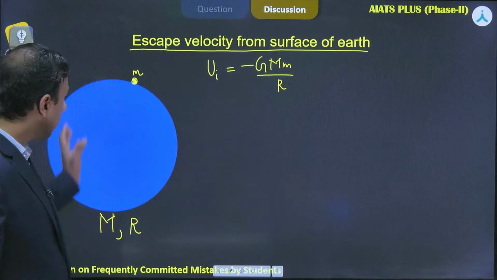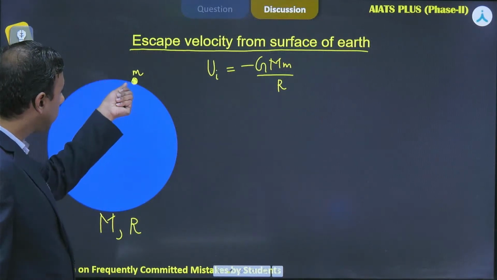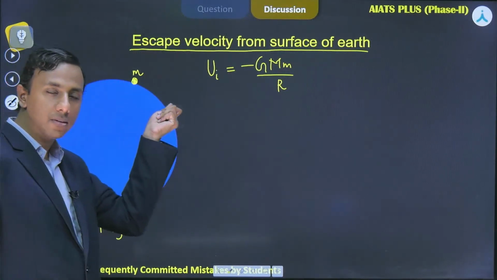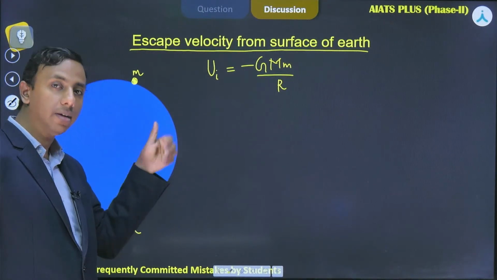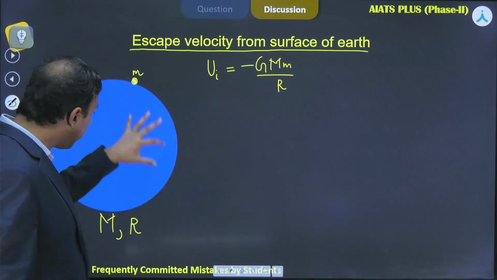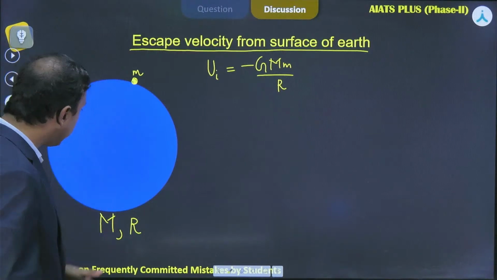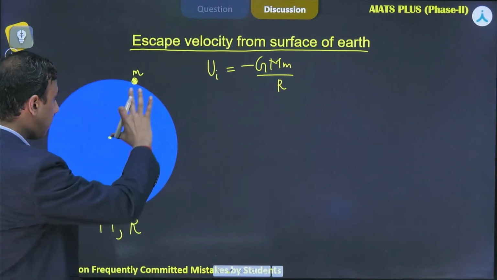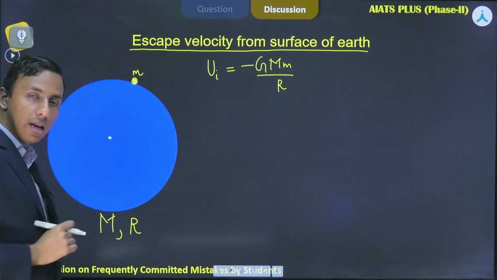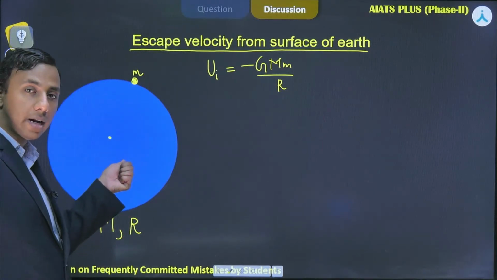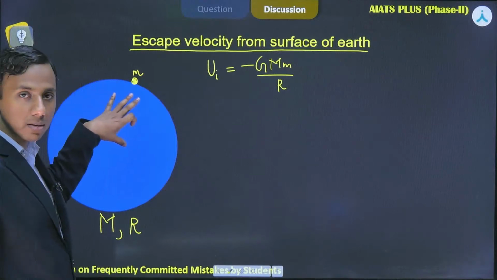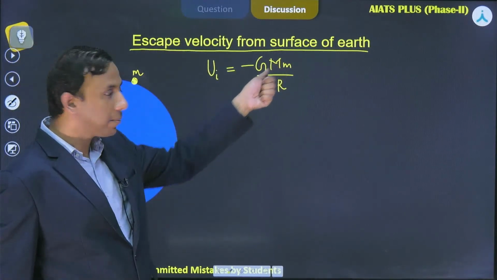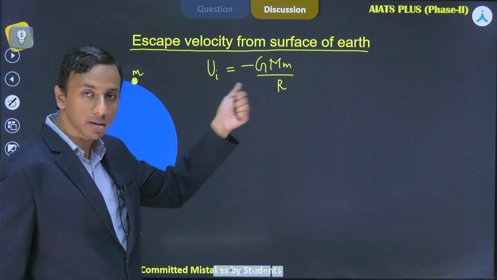Why R? Because remember, this mass we can take almost on the surface, it's not inside the Earth, it is outside. So that means you can take this whole Earth concentrated at its center, right? And what is the separation between this small mass m and the Earth? If it were concentrated at its center, it would become capital R. So minus G m1 m2 by the distance between them, capital R, okay?